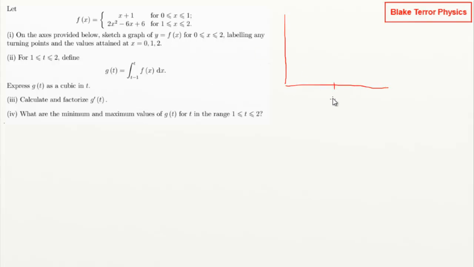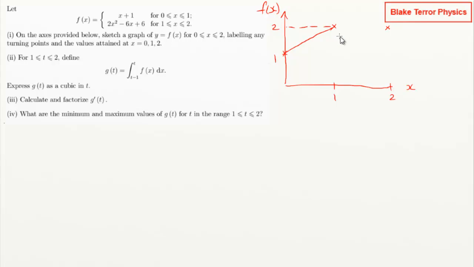So we want to go 1, 2. This is the f of x. This is x. So when x is 0, we're getting 1. So it's going to go through here at 1, and then we're getting 1, 2. So it's going to go up to here at 2 with a straight line. When x is 2, at the other end, we're going to get 8 plus 6 is 14 minus 12. All right, so we end up at 2 again.